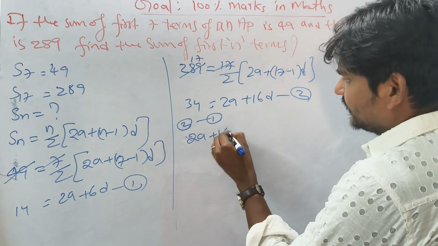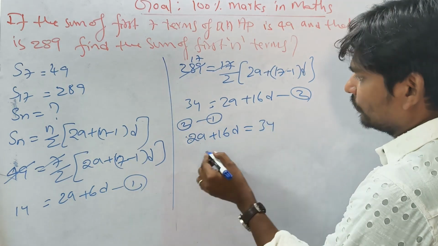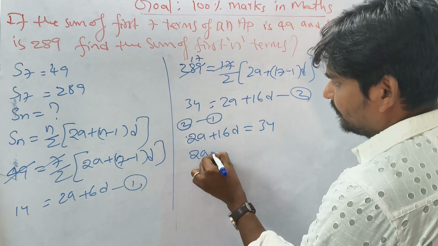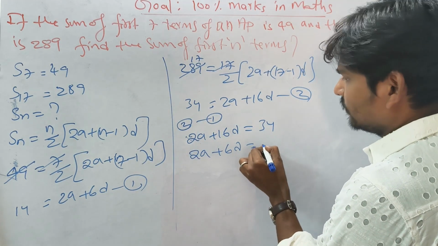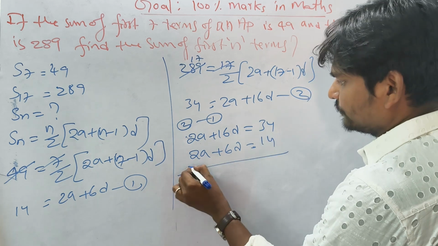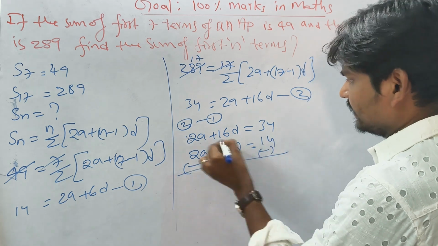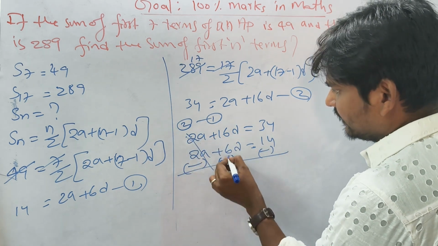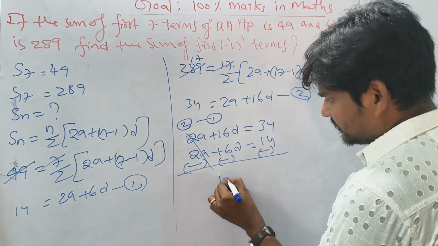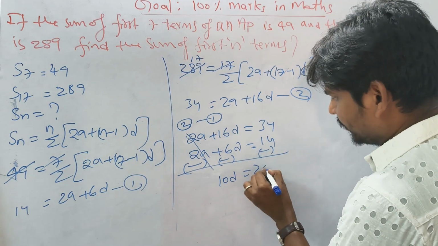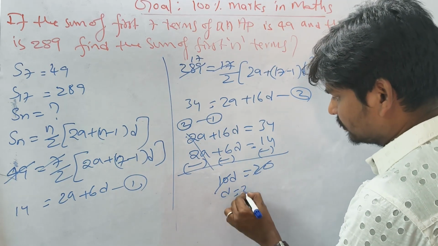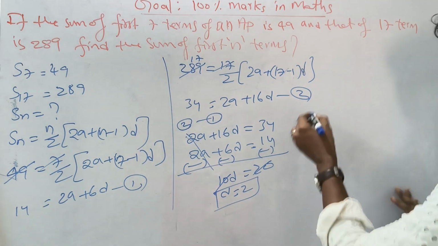2a plus 16d is equal to 34. From this, 2a plus 6d is equal to 14. If you subtract, what will happen? See here, 2a gets cancelled. 16d minus 6d gives 10d. 34 minus 14 is 20. Then d is equal to what? 2. The d value we got is 2.